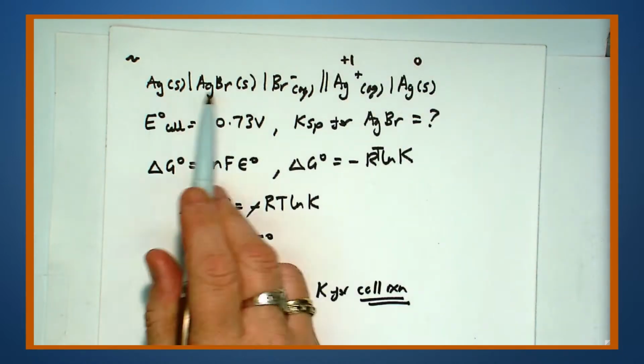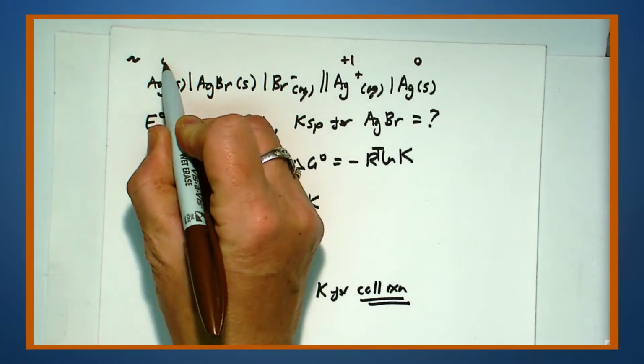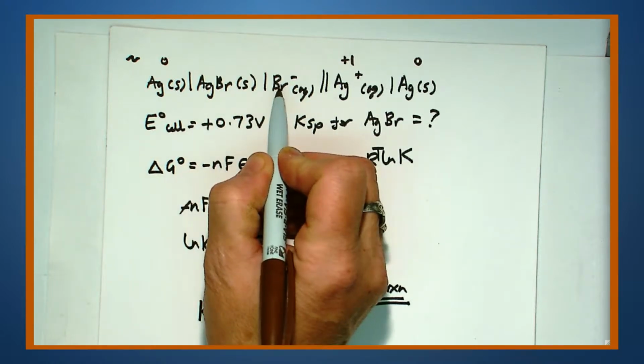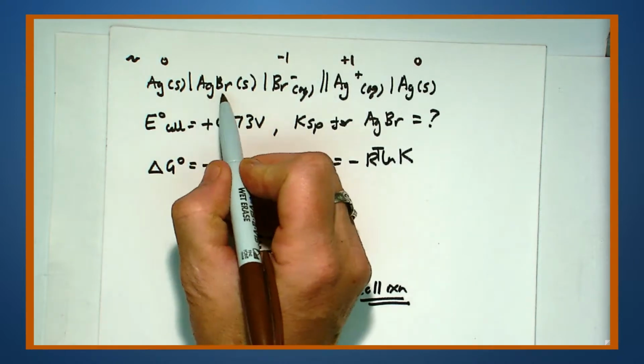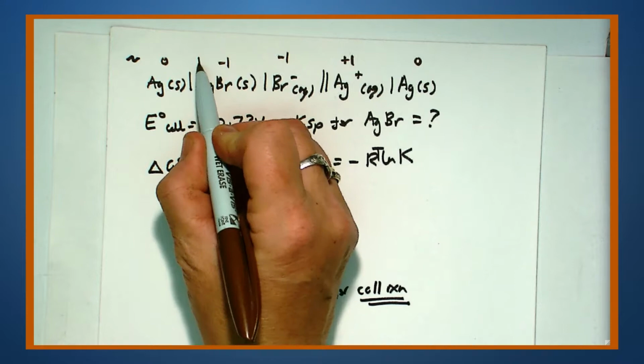So let's go over here and label oxidation numbers. It's not that hard. This is silver solid, so this is 0. This is silver bromide. Oh look, there's bromide. Well, that's -1. So you know that one. Silver bromide, bromide ion is -1. So this must be silver +1.